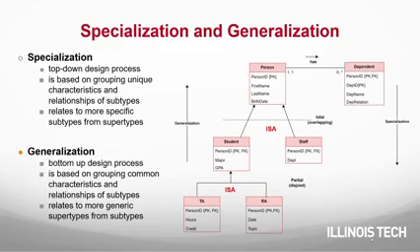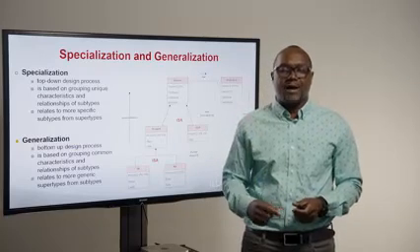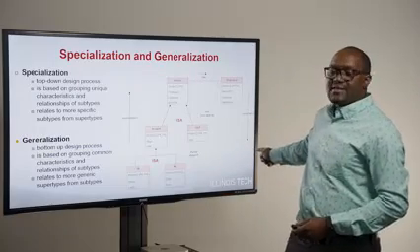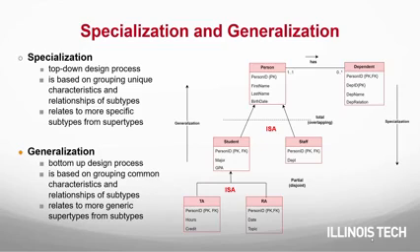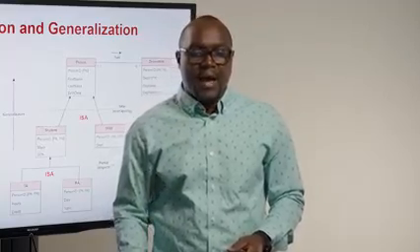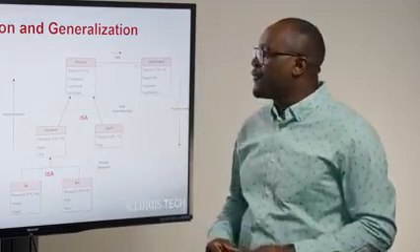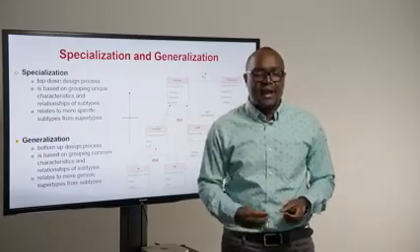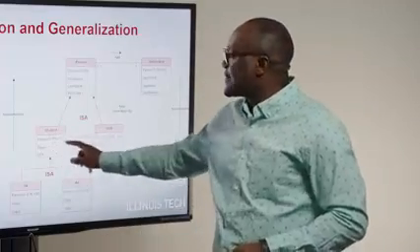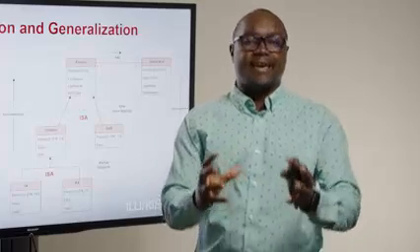Specialization and generalization in the extended ER model. Specialization is a top-down design process. When you look at the diagram right over here, you see for specialization an arrow pointing down. That means from our high-level entities to bottom-level entities or low-level entities, the design process we assume is specialization. And what does it involve? It involves grouping unique characteristics and relationships of subtypes. As you go down the hierarchy, each of these entities is grouped based on its unique characteristics.